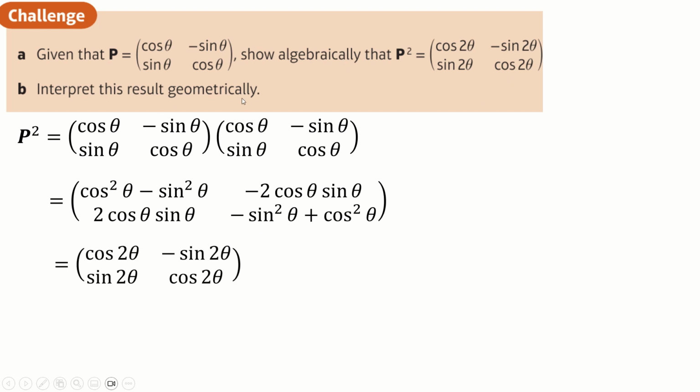Interpret this geometrically, I just said it means that this is a rotation matrix, right? So just doing one of these rotations followed by another of the same rotation is the same as just rotating it twice as far.